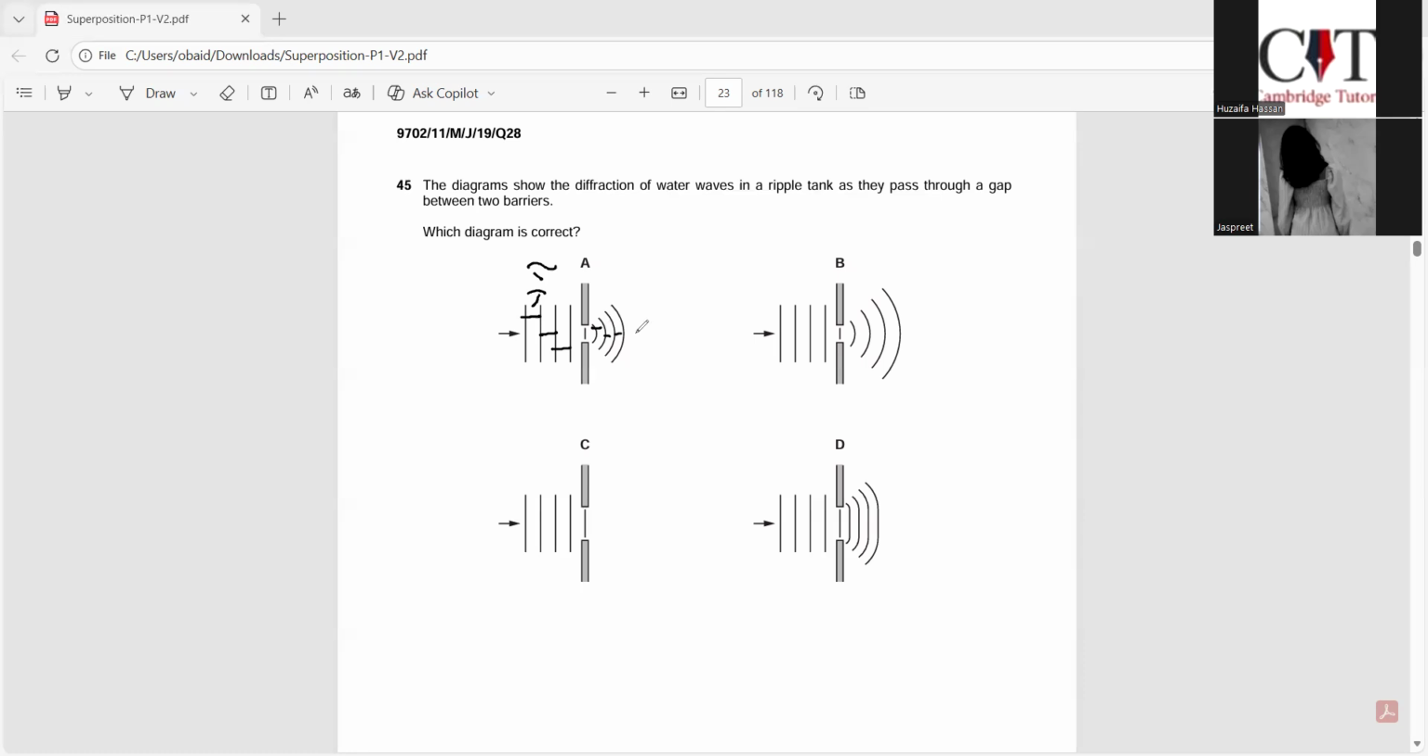Are these distances equal? No. But in part B, C, are they equal? Yes. And another positive point is that this looks a better diffraction path. So that's why part B is your answer. Okay.